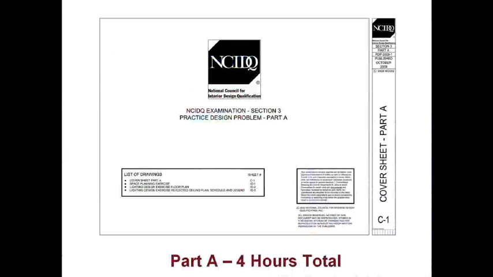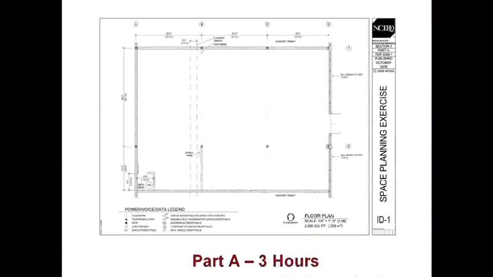So Part A is overall 4 hours. That will be the morning section of the exam and consists of 2 exercises. The first being the space planning exercise that you see on this sheet. These plans will be typically 2,000 to 2,500 square feet, and the candidates will be required to design a planned solution meeting all program requirements for 15 to 20 spaces, including adjacencies, accessibility, egress, and specified power voice data requirements. This exercise will be either commercial or residential.